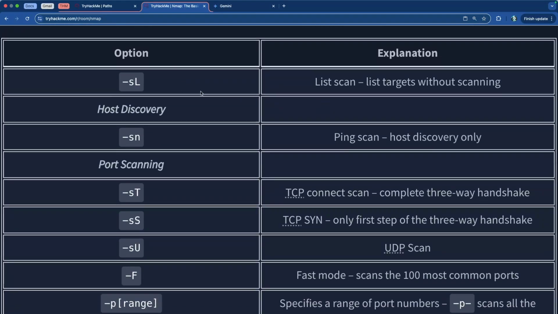It is a very powerful tool, and if you're serious about security, whether as a pen tester or in defensive security, I would recommend you learn how to use Nmap.